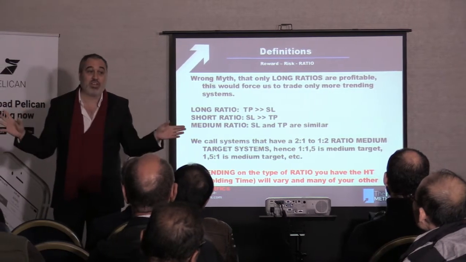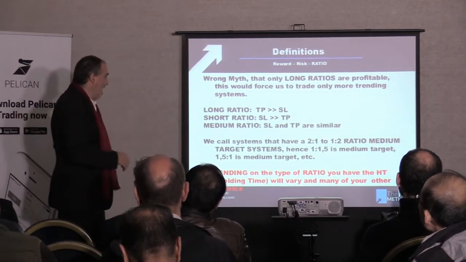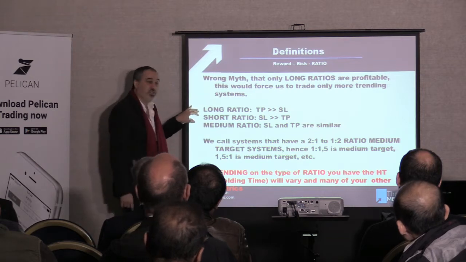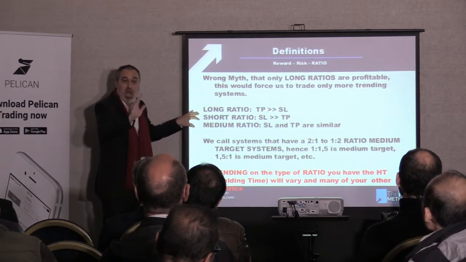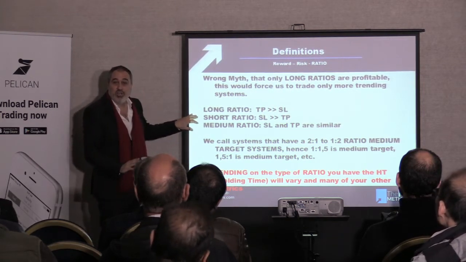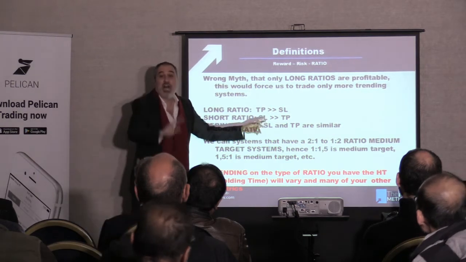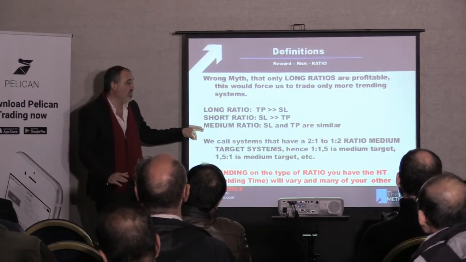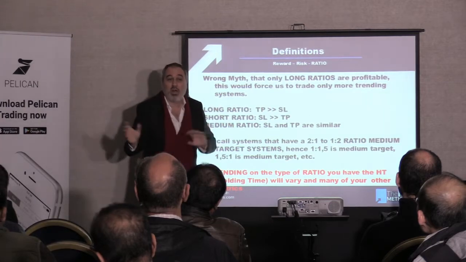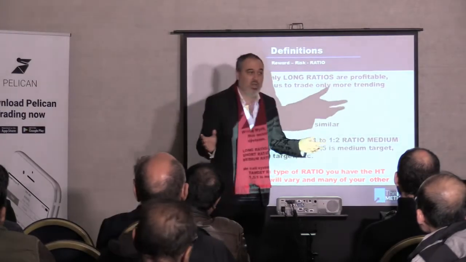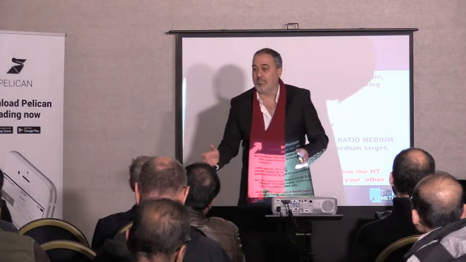So I divided them into 3 categories. The long ratio: the profit is much higher than the stop loss. The short ratio: the stop loss is much higher than the take profit. And the medium ratio: the stop loss and the take profit are similar. Similar, not equal.